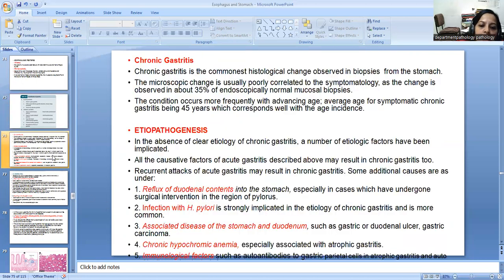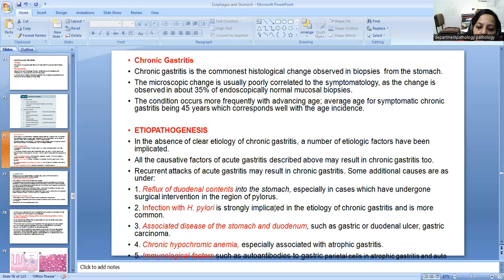Okay. And now we study about chronic gastritis. Chronic gastritis is a complex histological change observed in biopsies from the stomach. This condition occurs more frequently with advancing age, the average age for symptomatic chronic gastritis being 45 years, which corresponds to the age incidence.